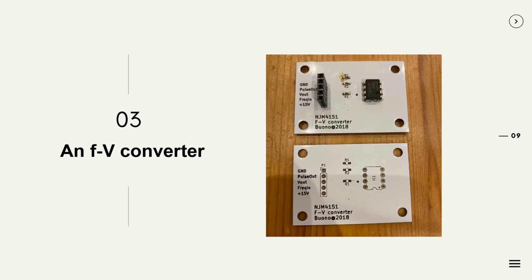Next, I built an FV converter. The circuit itself comes straight out of the part manufacturer's datasheet. There's a connector, the FV conversion IC, and a few supporting parts on the front and the back. And to mark the board as mine, I put my name and the date on it.